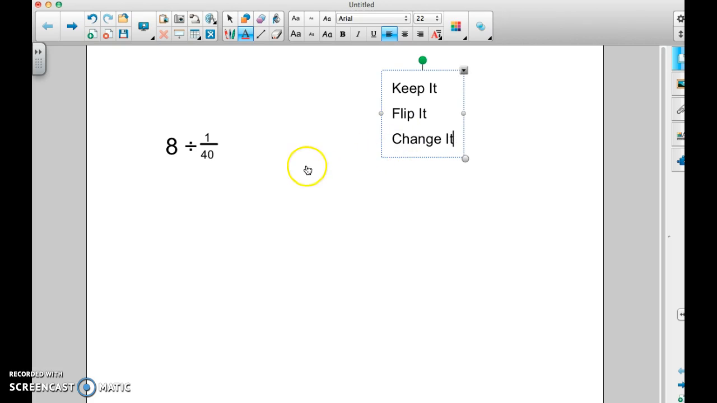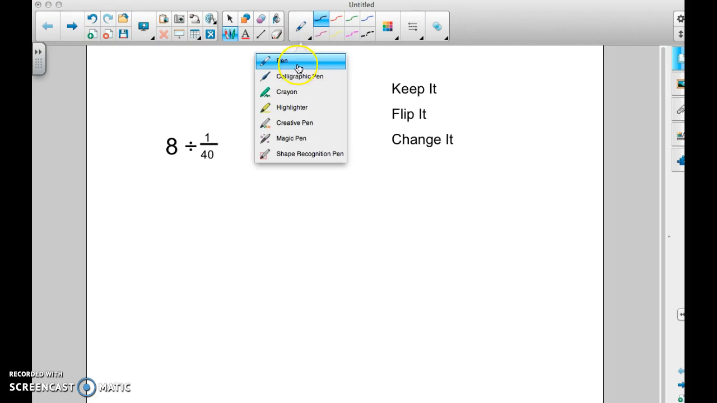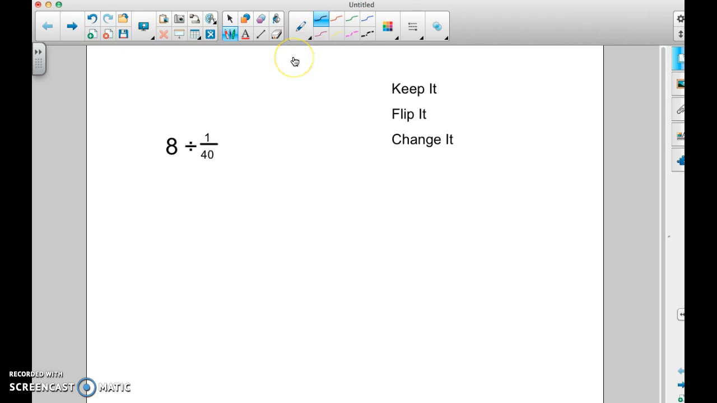Okay. Now, Samantha, I look at this, and this could be very confusing to someone if they don't do one major thing to this problem. What do you think is the first thing I should do to this problem before I keep anything, flip anything, or change anything? Did you say put 1 under 8? I need to change this to 8 over 1. Okay? Now I've got 8 over 1 divided by 1 over 40.